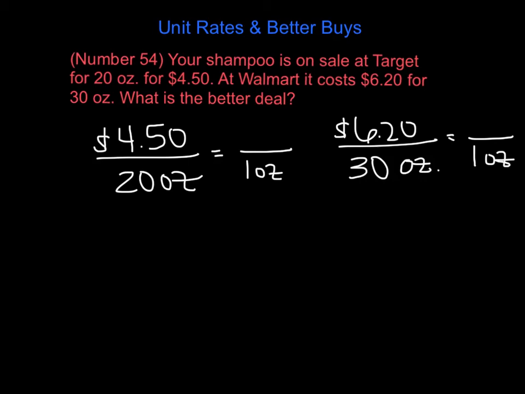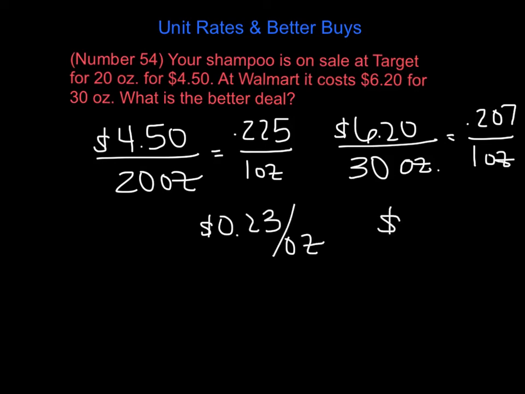So this first one, if you do the math on a calculator, yes, you get to use calculators, you get 0.225. And over here at Walmart, the $6.20, you get 0.207. Well, if we convert that into cents, because our cents doesn't go out 3 places, this would be 23 cents per ounce. And this one is 21 cents per ounce. And it is a better deal to get the 30 ounces for $6.20 at Walmart.